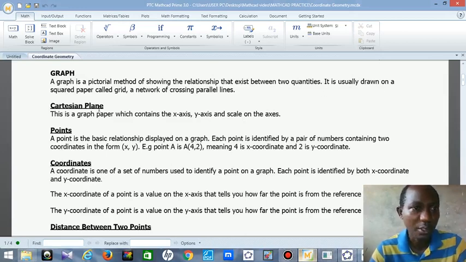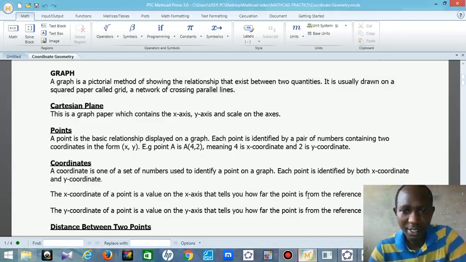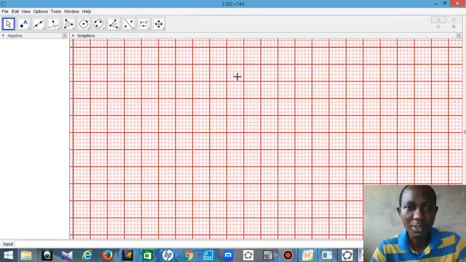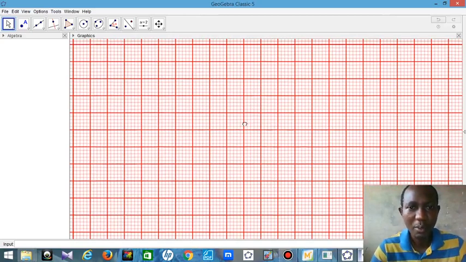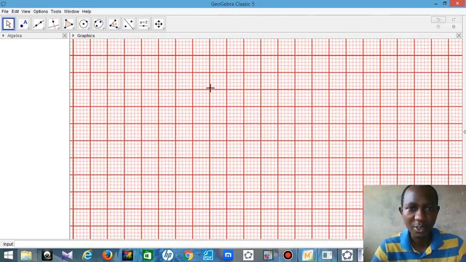And graph is usually done on a squared paper called grid. So you know your graph paper. When we say your graph paper, we are talking about that squared paper that has these crossing parallel lines. So that is just that. Let me show you an example of what I mean. So this is squared paper with crossing parallel lines. You can see the squares. Even this bigger square we have here, you can see smaller ones inside. So all these crossing lines are very important when you want to plot your graph.